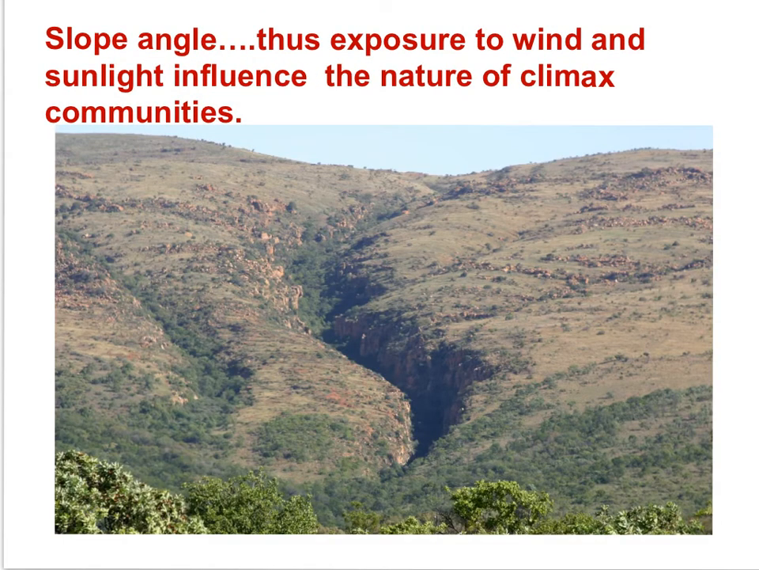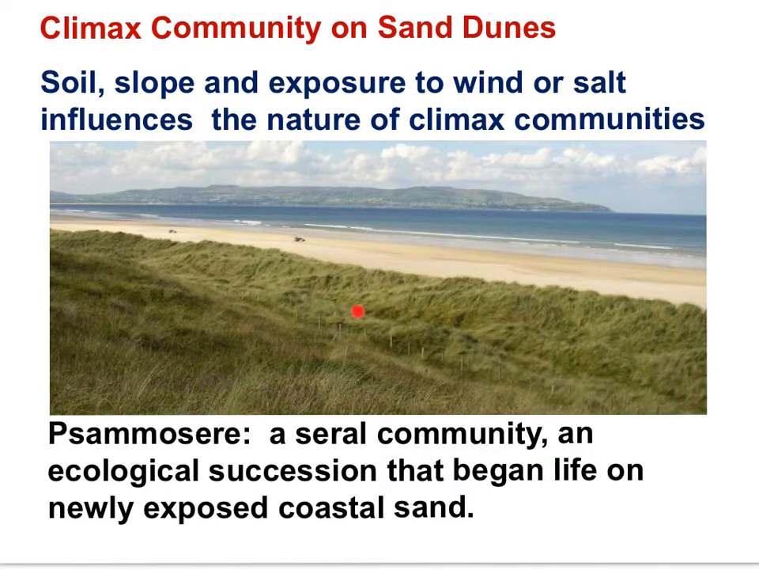Again, notice the different communities in very close proximity, here and here. The more exposed region has fewer trees than the protected canyon. Slope and exposure to wind influence the nature of climax communities. This is a photograph of sand dune succession. Succession occurs here in a series known as a psammosere, an ecological succession process that was initiated with life on newly exposed coastal sand. Again, soil, slope, exposure to wind, or salt would influence the nature of the climax community in sand dunes.